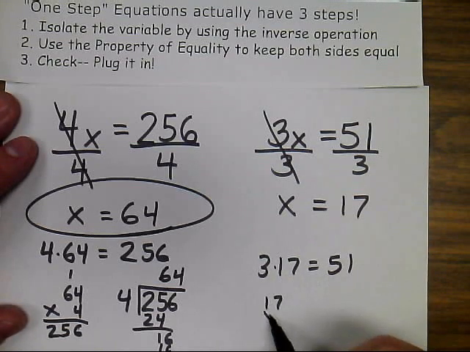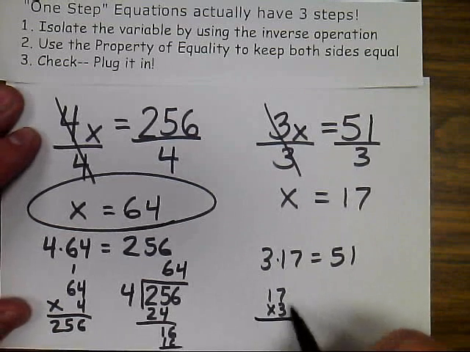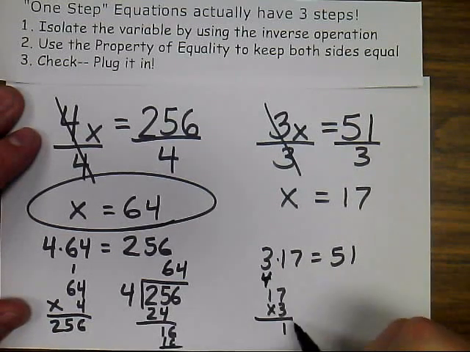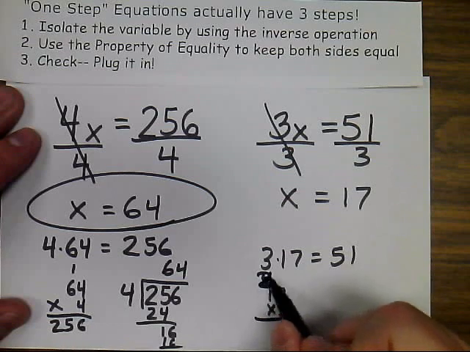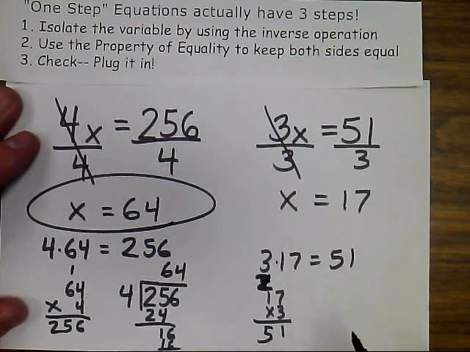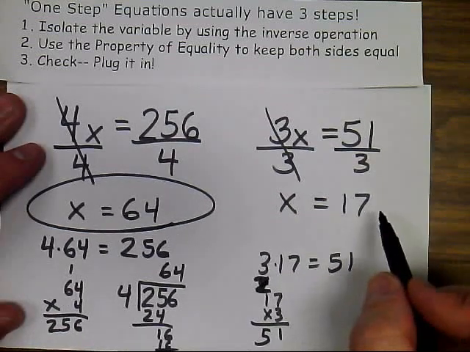And 17 times 3, what am I doing here? 3 times 1 plus 2 is 51. Trying to jump ahead on myself there. And sure enough, that does mean that x equals 17.